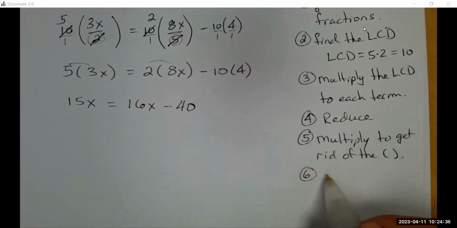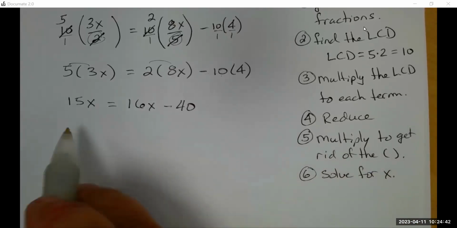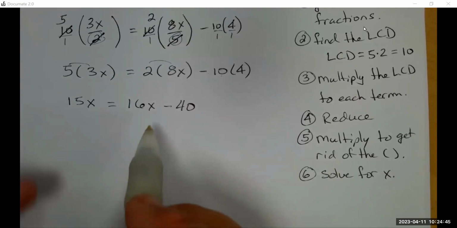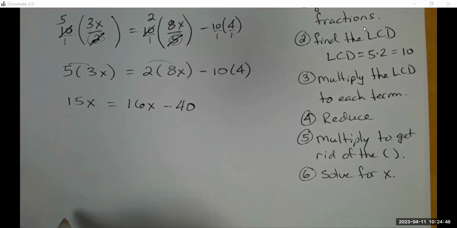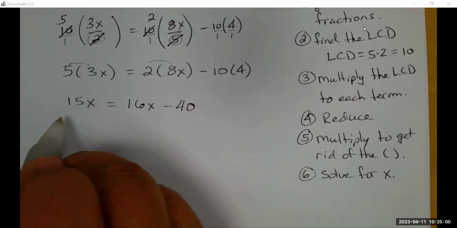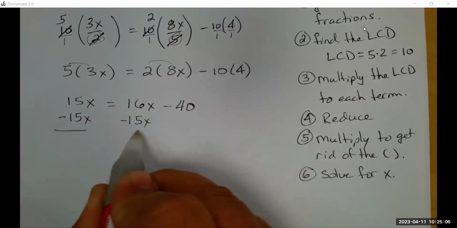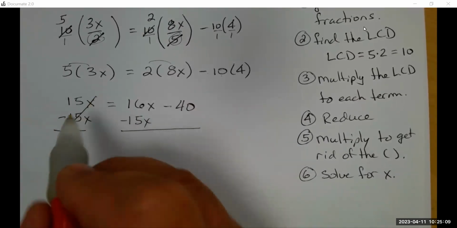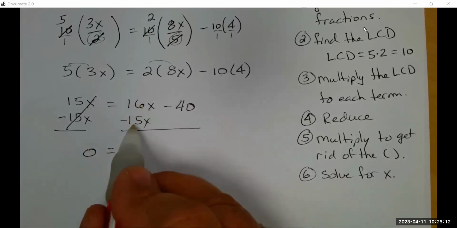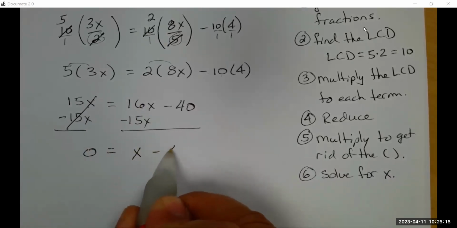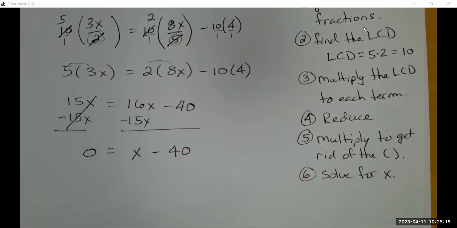And once you get rid of the parentheses, solve for x. How do we solve for x? We have x's on both sides, so which one do we move? Right, the smaller one. Which one's smaller, 15 or 16? So we move the 15, subtract 15x from both sides. 15 minus 15 is 0. 16 minus 15 is 1. So it's one x, or x, minus 40.